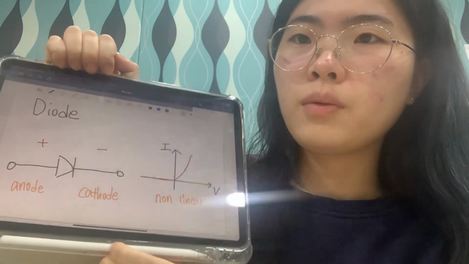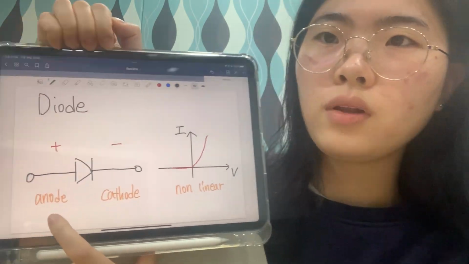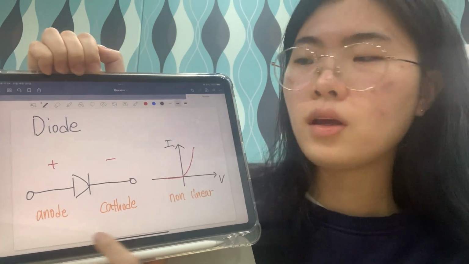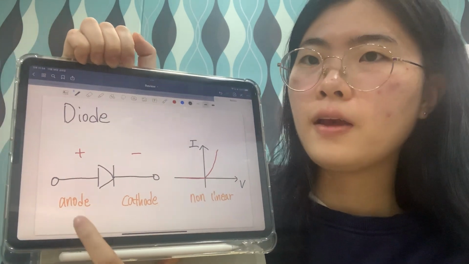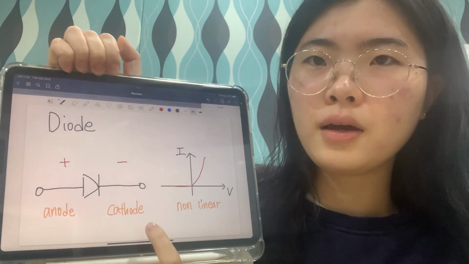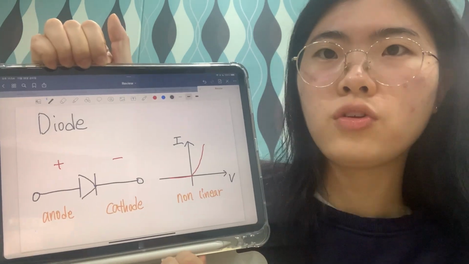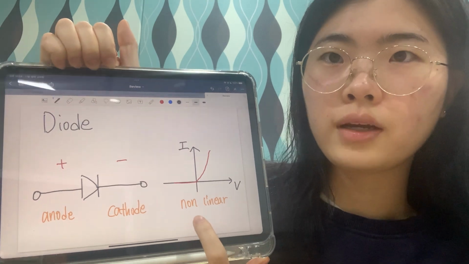We can draw a schematic of a diode like this. The plus side we call the anode, and the minus side we call the cathode. And if we apply voltage to the diode, the IV graph will be drawn like this.